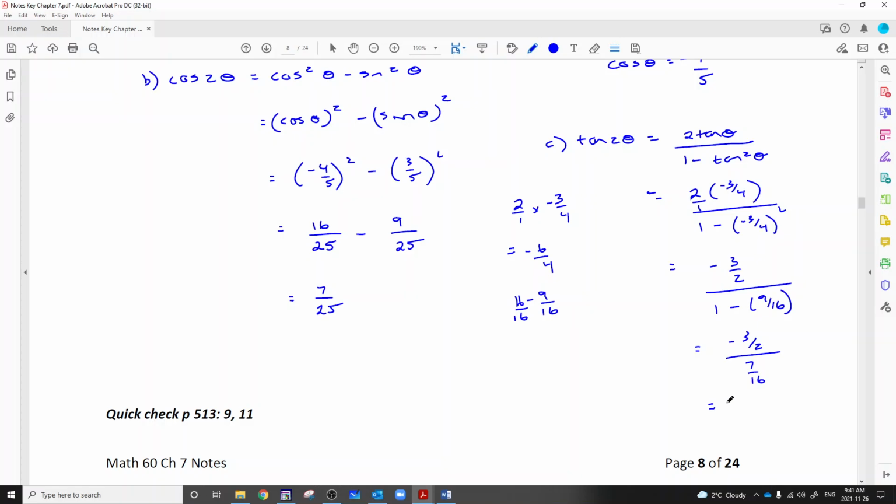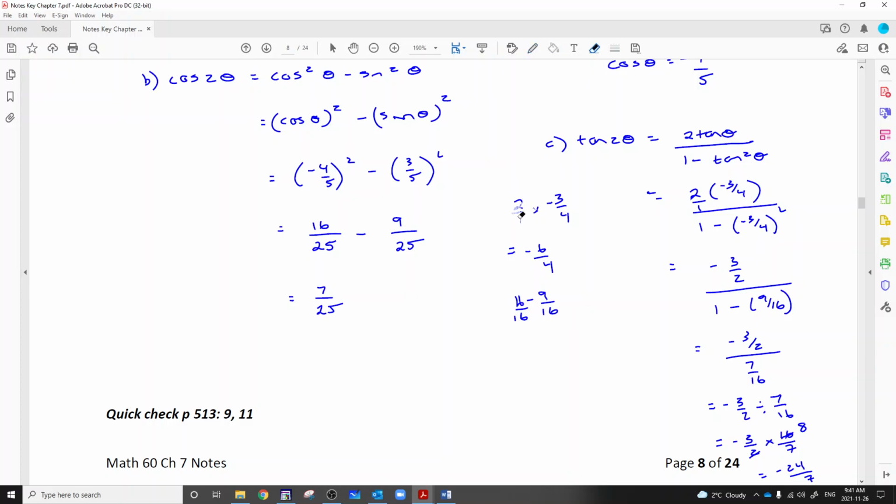Now I'm going to write that as a division. -3/2 divided by 7/16 is the same as -3/2 times 16/7. Oh, this is horrible. Okay, 2 goes into itself once and into 16 8 times, and I'm left with -24 over 7. Oh, that was awkward. It wasn't awkward, but it's awkward when I show you what we could have done. So this was us using the double angle identity that's specific for tan.